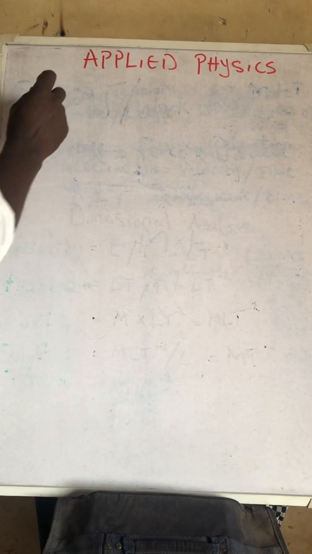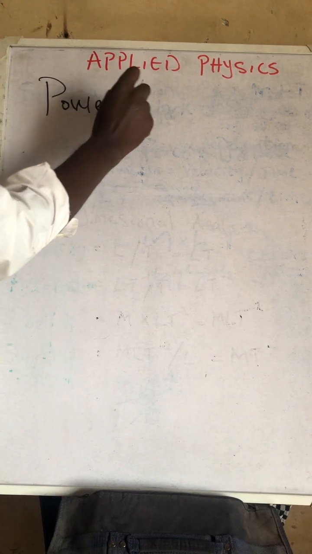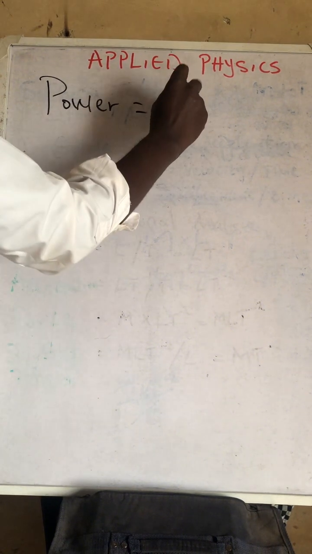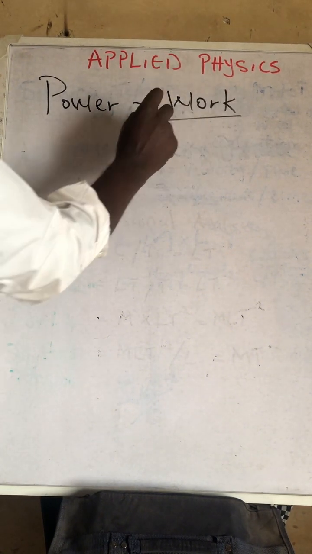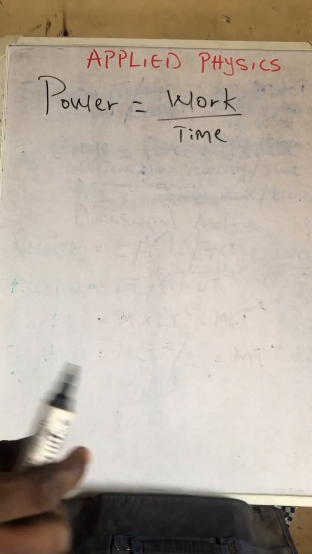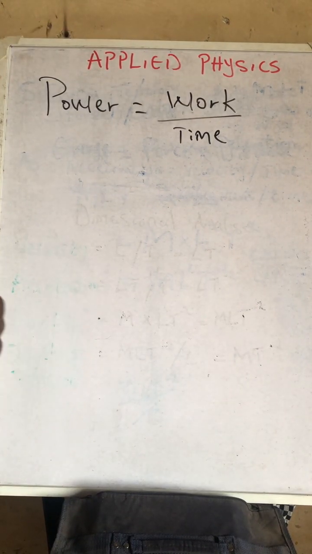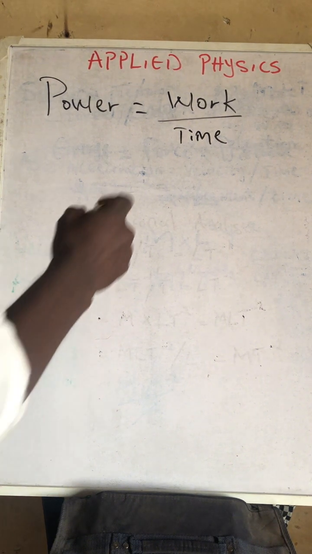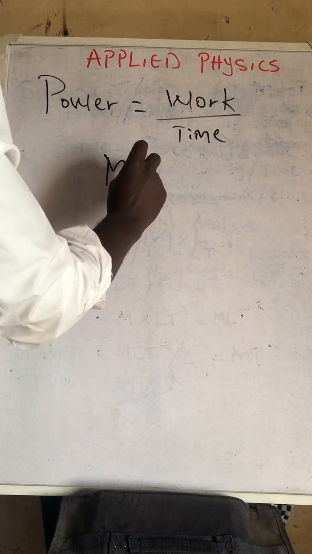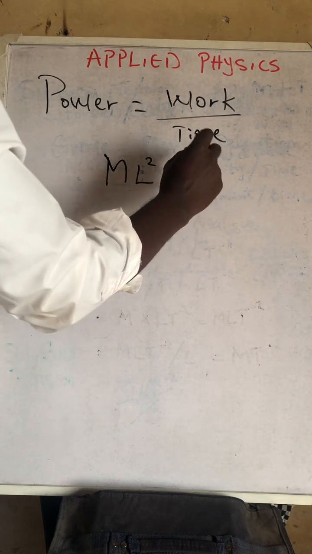Alright, the next derived quantity we are going to be looking at will be power. Power is measured as work over time. From the previous example, we saw that the dimensional analysis for work is M L raised to the power 2 and T raised to the power minus 2. So this will be simple.